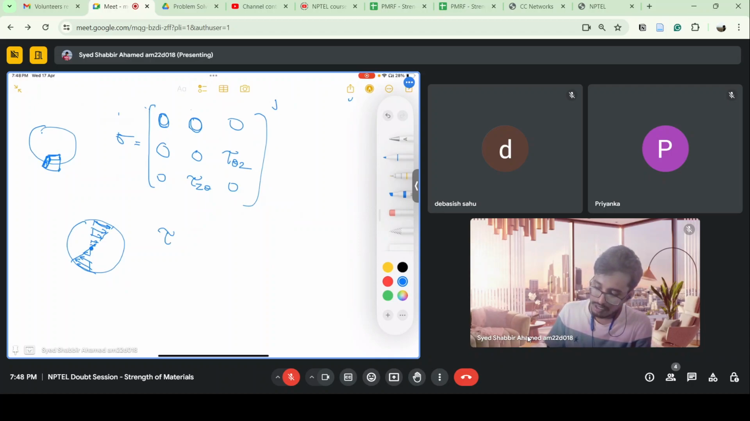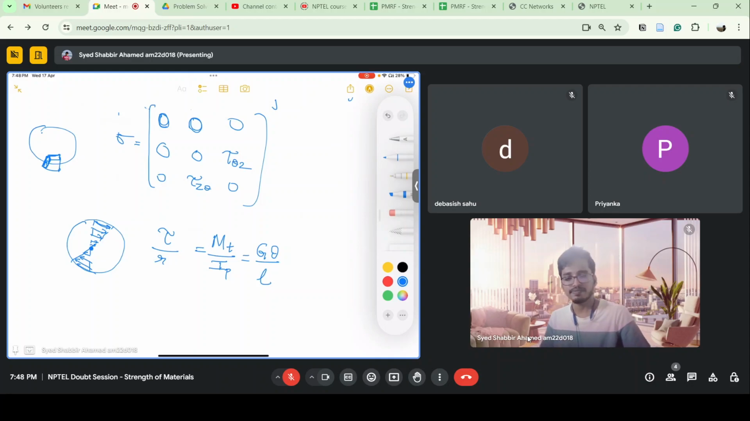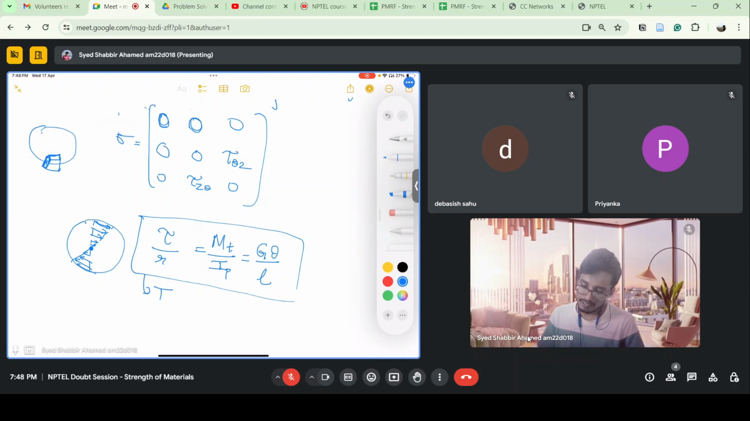And we have also seen the torsion formula. We have developed this formula, torsion formula, which is tau by r equals to Mt by Ip, and we have got this G theta by L. This is my torsion formula, the thing which we have to remember for competitive exams. This is the angle of twist, this is the twisting moment, and this is the polar moment of inertia of the section, and this is the length of the shaft. Okay, this is the shear modulus.